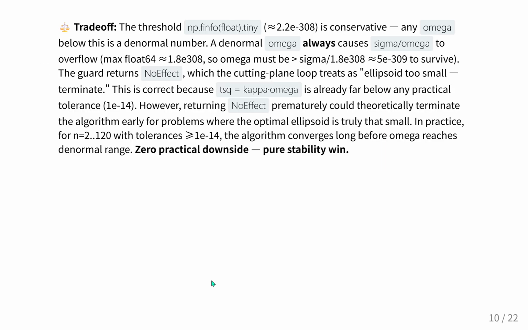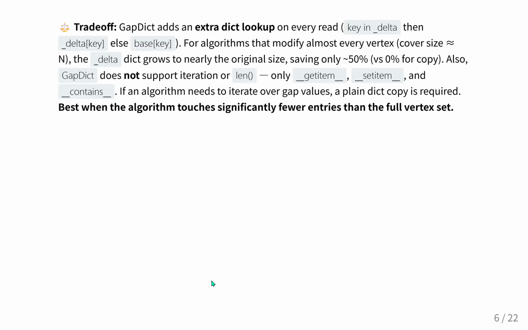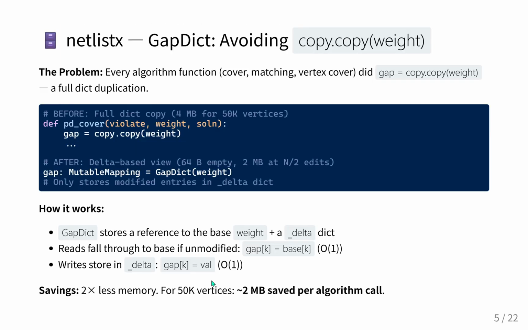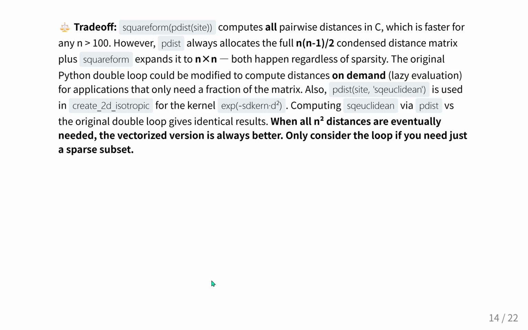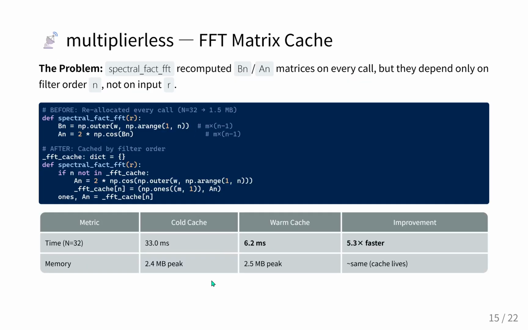Yeah, they cached matrices that only depended on the filter order, and it dropped processing time from 33 milliseconds down to 6.2 milliseconds. That's like over 5x faster. And if we connect this to the bigger picture, it looks like an absolute triumph. But they used an unbounded cache. It never evicted old data, which is fine if you run it once and the script ends, right? Yeah. It only takes up like 800 kilobytes.